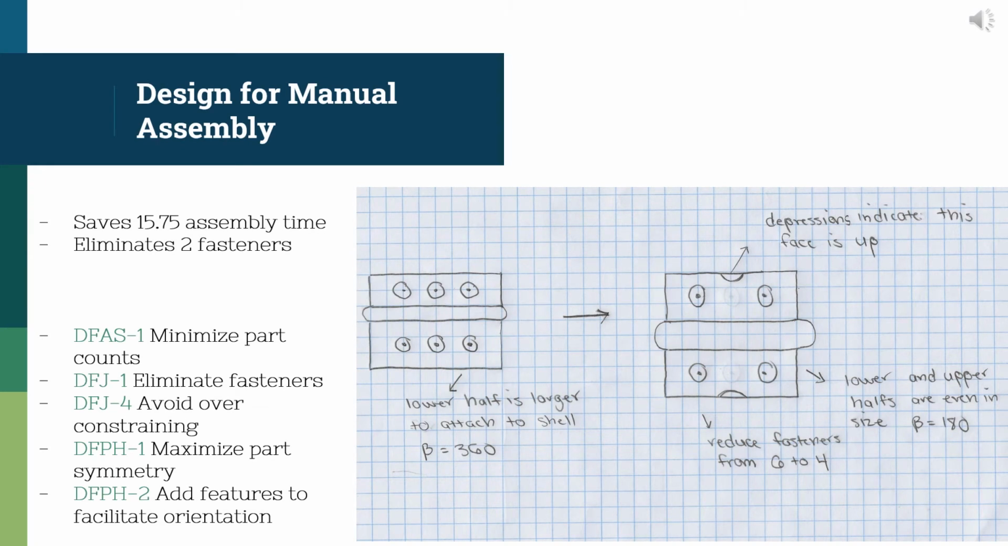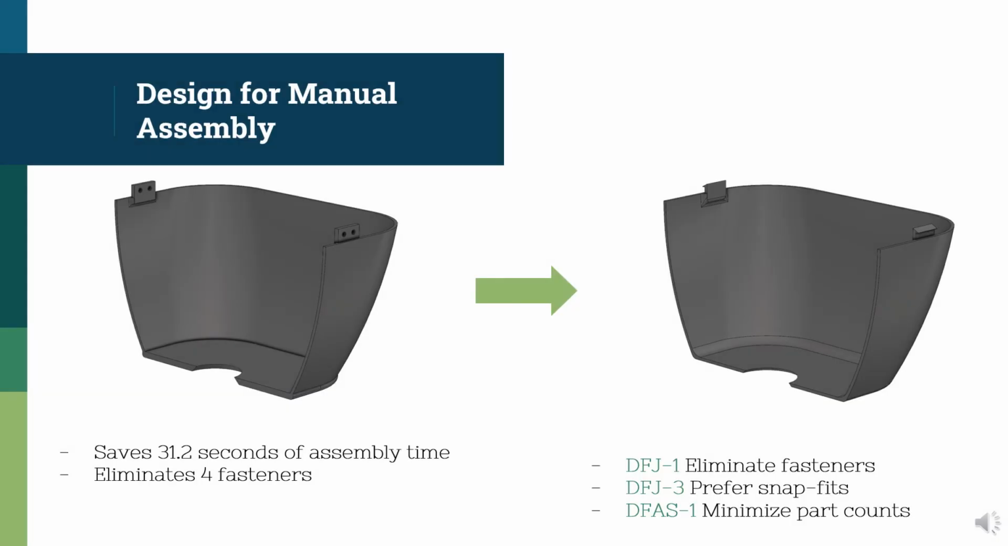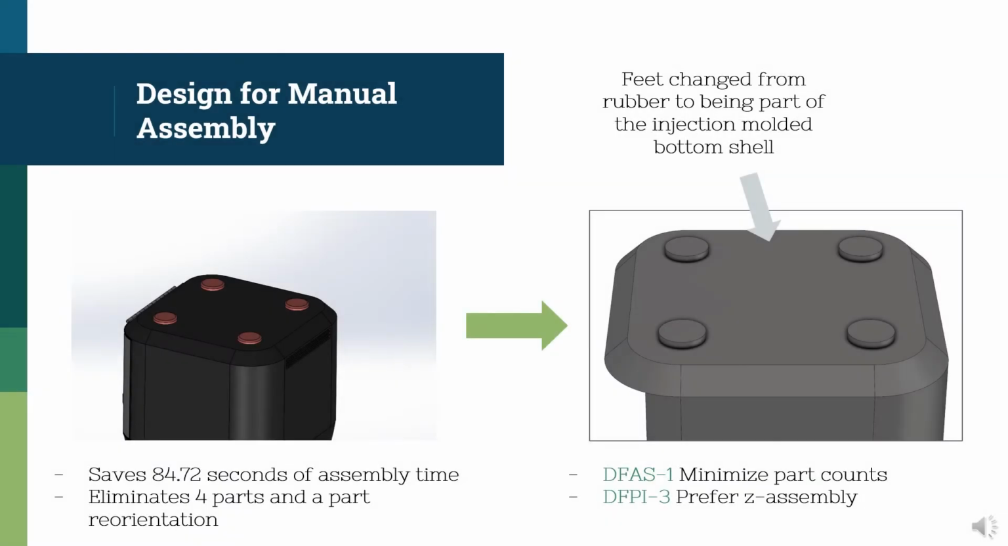Our first redesign was of the hinge that connects the door to the bottom shell. We increased symmetry, decreased fasteners, and added depressions to facilitate part orientation, thereby incorporating DFAS1, DFJ1, DFJ4, DFPH1, and DFPH2. Our second redesign eliminated the fasteners that connect the top shell to the bottom shell and replaced them with snap fits, thereby incorporating DFJ1, DFJ3, and DFAS1. Our third redesign eliminated the 4 rubber feet and consolidated them into the bottom shell, thereby incorporating DFAS1 and DFPI3.